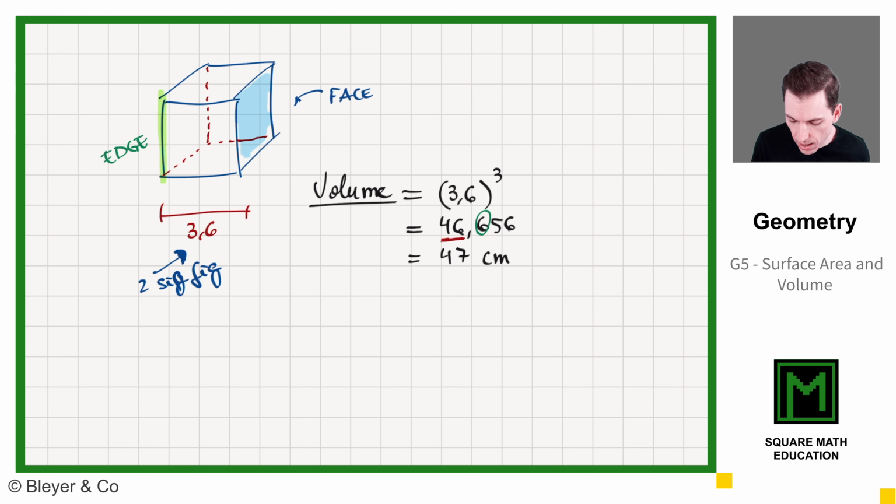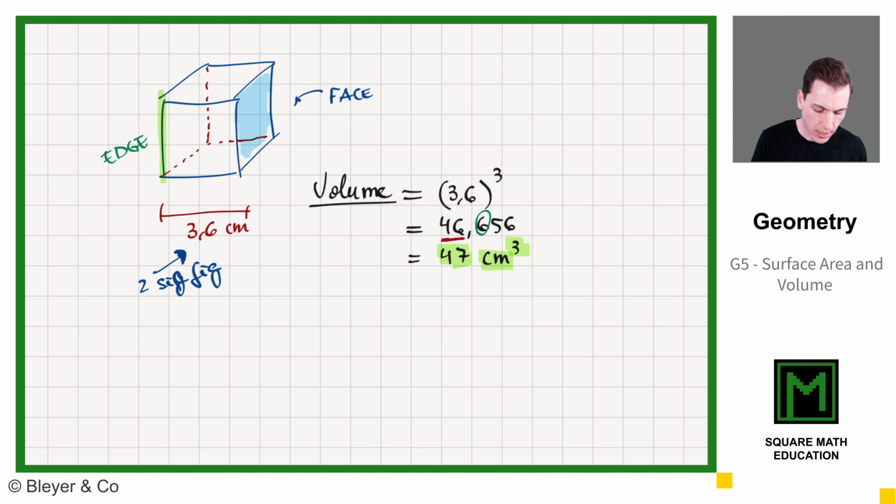Don't forget to add the cubic centimeters to your final answer, because we start with 3.6 centimeters, in three dimensions: centimeter times centimeter times centimeter, or centimeters to the power 3. So my final answer for the volume is 47 cubic centimeters.